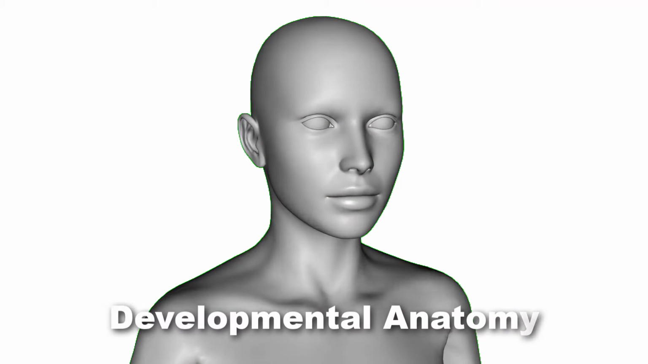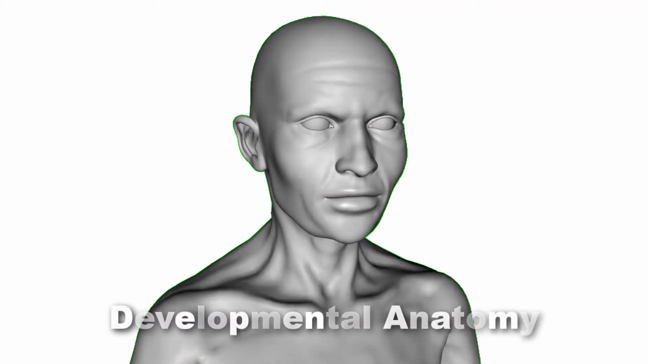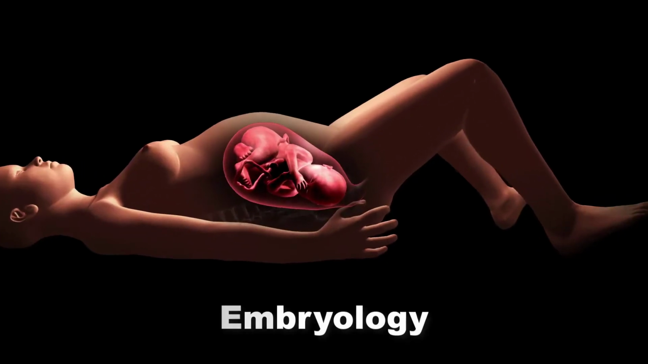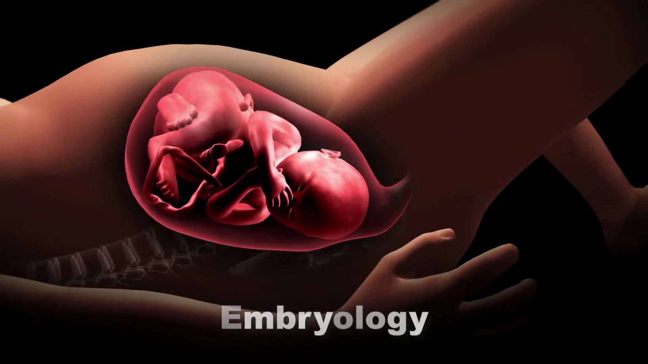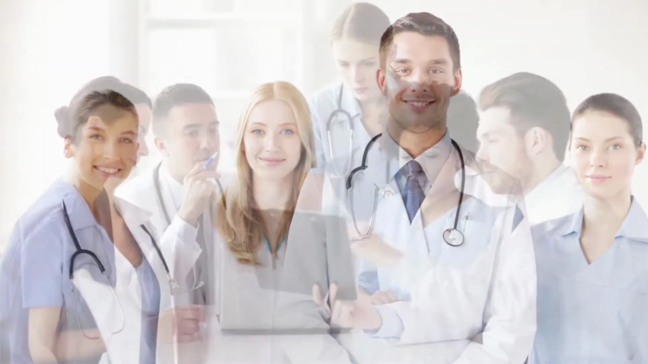Developmental anatomy traces the structural changes that occur in the body throughout the lifespan and the effects of aging. Embryology is the study of how body structures form and develop before birth. Some specialized branches of anatomy are used primarily for medical diagnosis and scientific research.